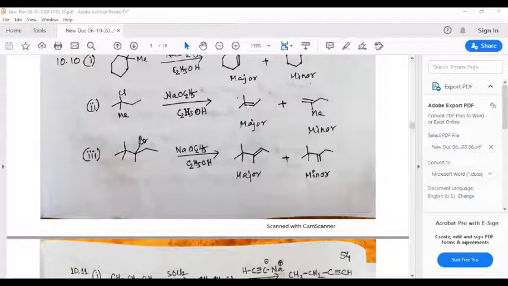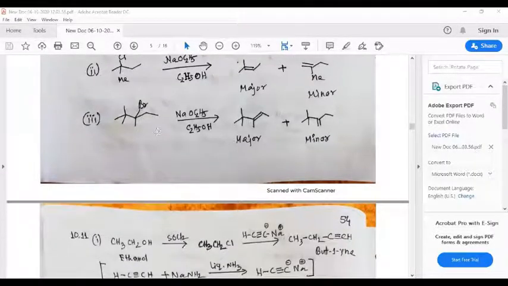And this is the more substituted alkene. When sodium ethoxide removes a proton from this methyl group or from this one, then this is the alkene that is obtained. So this is again the less substituted alkene, and this is the more substituted alkene. So this is the major alkene, and this is the minor alkene.